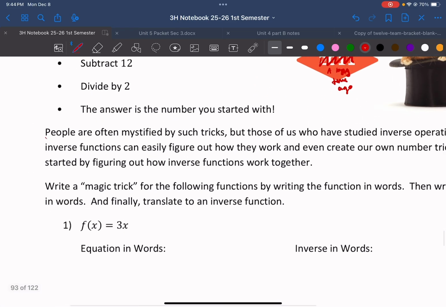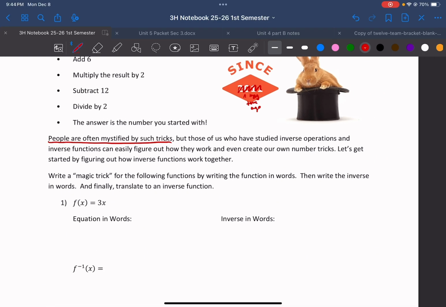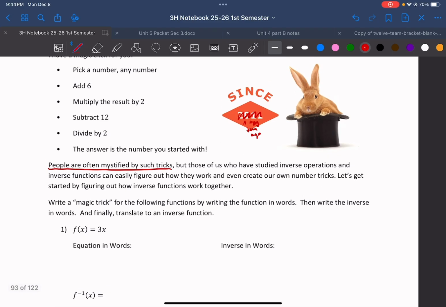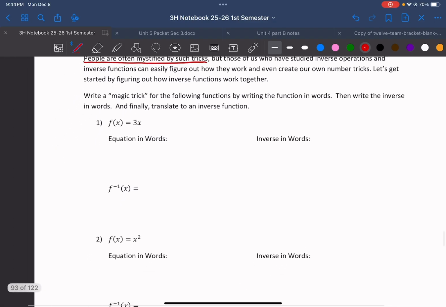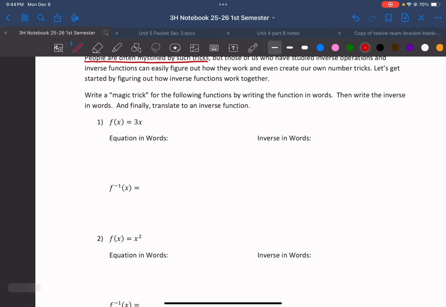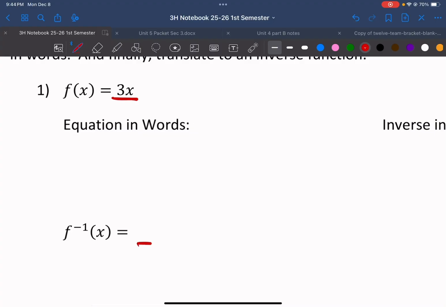Guys, people are often mystified by such tricks. Hopefully I mystified you by that one. But really, it's just inverse operations occurring. So, let's dive into this. If I have the equation 3x and I want to write its inverse, this is what we can do. We can write the equation in words and then write it backwards. What I mean by this is, this means x times 3.